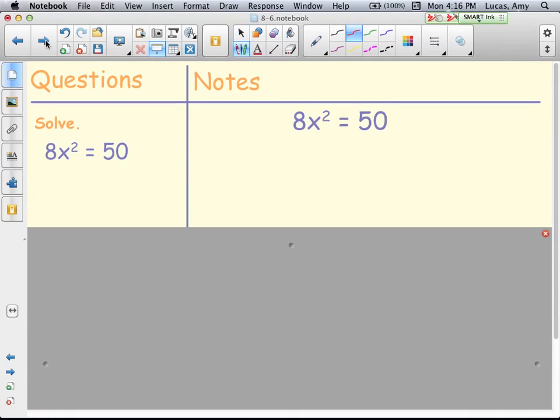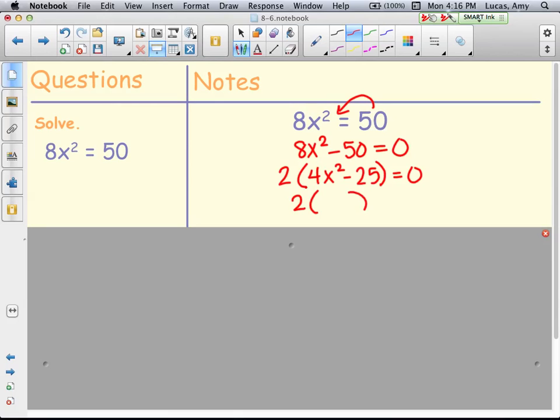Okay, this next problem, I'm going to move the 50 over. So it would be 8x squared minus 50 equals 0. And now I can take out their greatest common factor. I can divide by 2 because then I get 4x squared minus 25. And now it's a difference of squares again. So after taking out the greatest common factor, now I can see that 4x squared would be 2x times 2x, and negative 25 is positive 5 times negative 5.